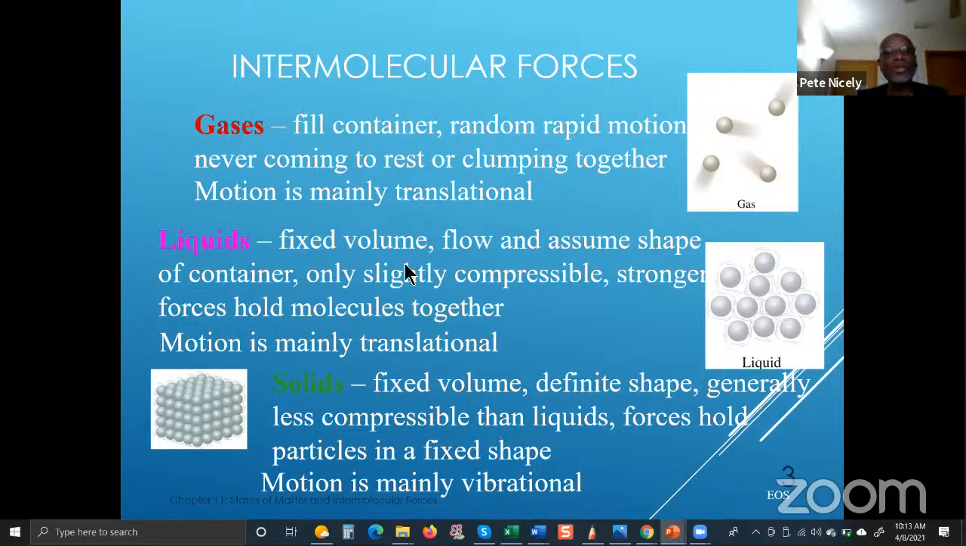As I said before, we'll be focused in this chapter on the liquid and solid state because we talked about gases. We went through a whole discussion about gas laws and all that good stuff. So we won't be talking that much about gases. We'll refer to it from time to time, but the focus of this chapter will be the solid and the liquid state.